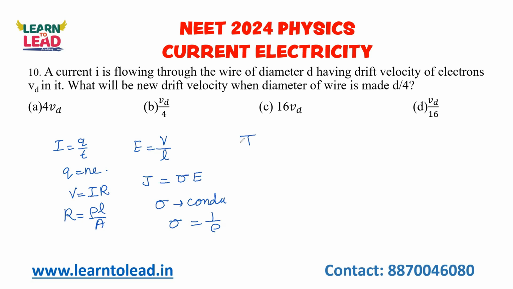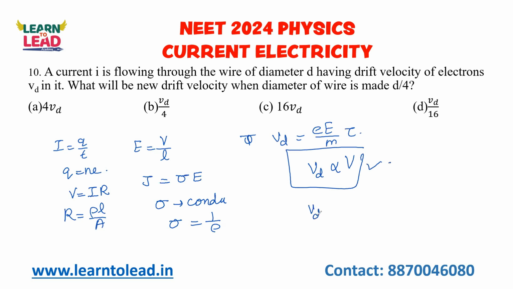Current density we have seen. Next, we should know the drift velocity formula. Drift velocity is equal to e into capital E divided by m into tau. You should also know that drift velocity is directly proportional to the potential difference applied, and inversely proportional to the area. These are the concepts and formulas you should remember under current electricity.